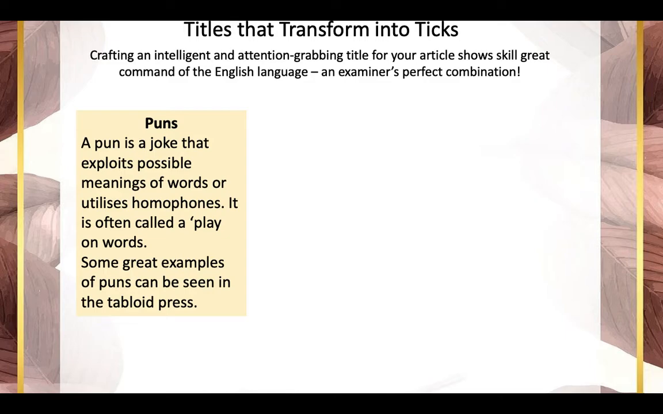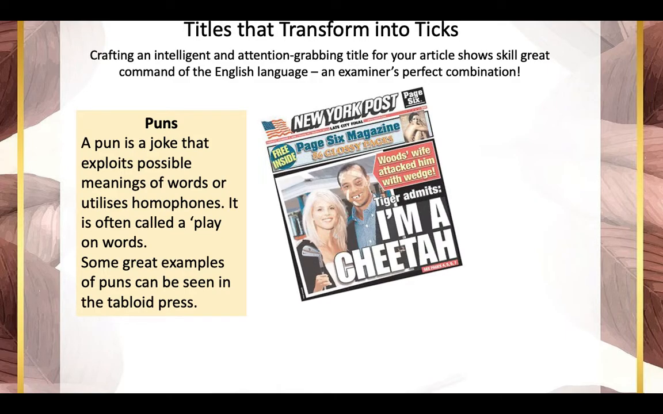So first of all, puns can be very, very effective. Now, puns are often known as a play on words. It is a joke that manipulates meaning or homophones, and the tabloid media use this a lot and relatively effectively, I must say. So let's have a look at some puns that have been seen in the tabloid press.